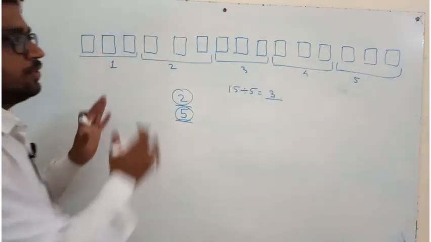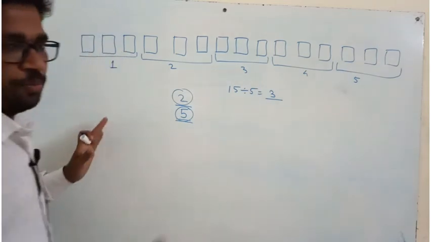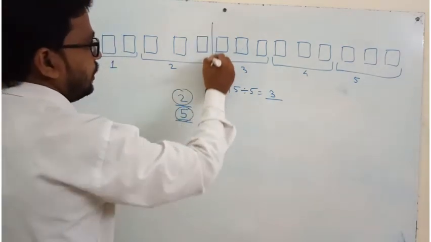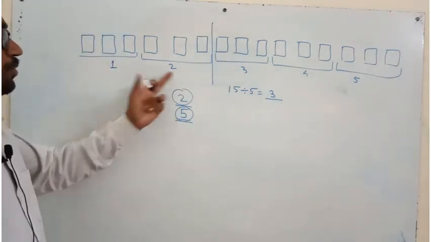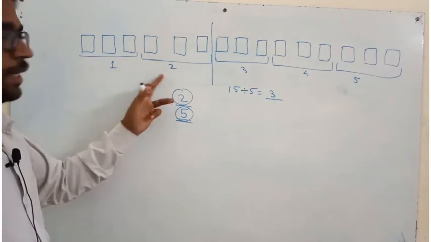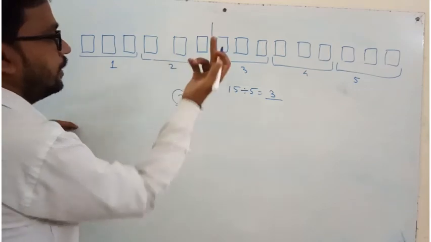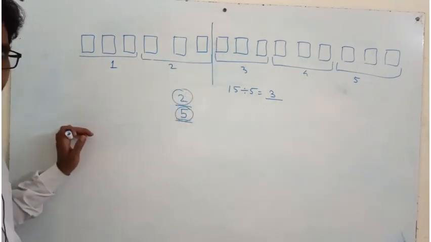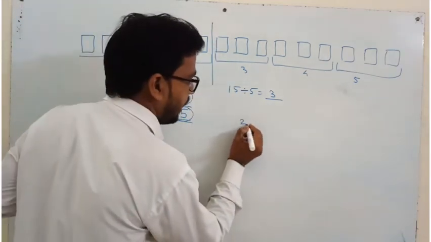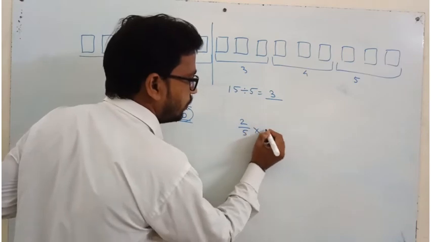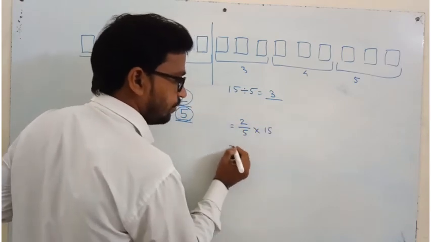Okay. From these 5 groups, she writes 2 groups. Okay, 2 groups means how many certificates? 1, 2, 3, 4, 5, 6 certificates. Right? It means it is just like this: 2/5 of 15.